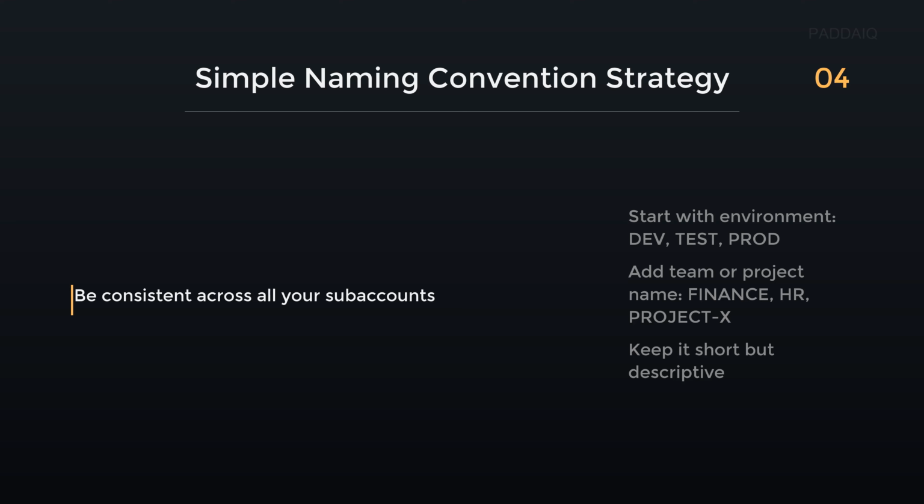Be consistent across all your sub-accounts. This means using the same naming rules everywhere to avoid confusion. For example, name all development sub-accounts starting with Dev, like DevUcore. This uniformity makes it easy to identify and manage your environments efficiently, saving time and reducing errors.